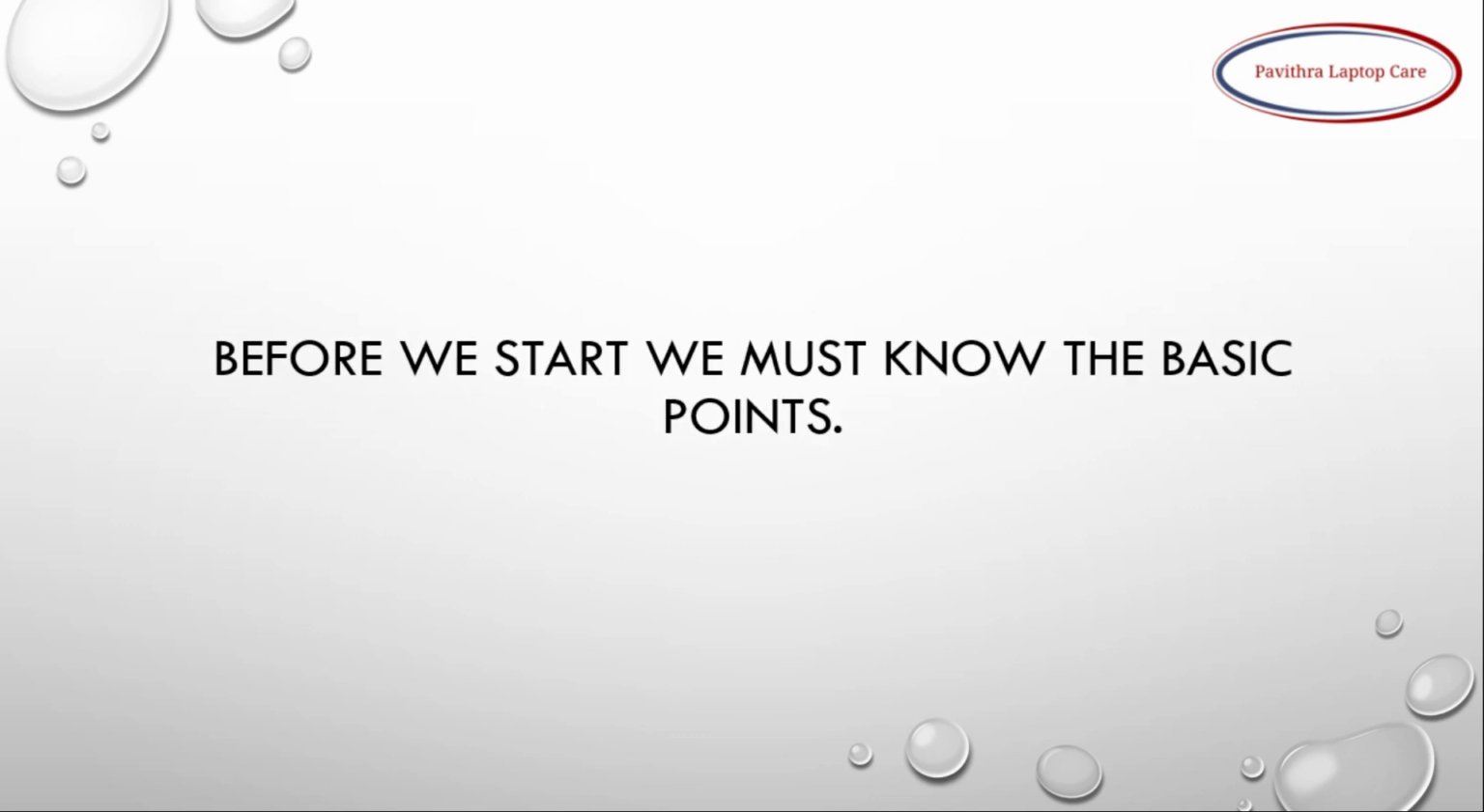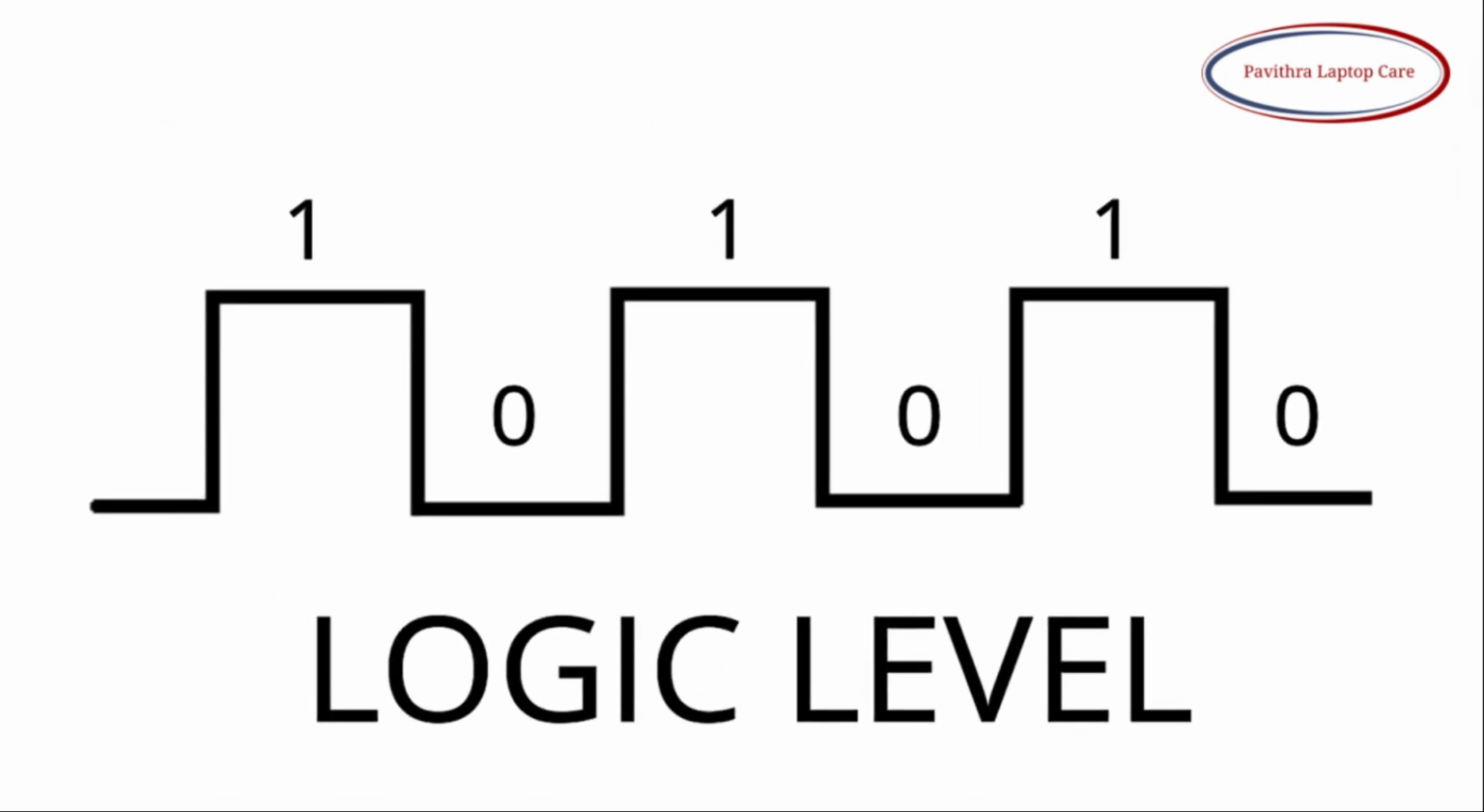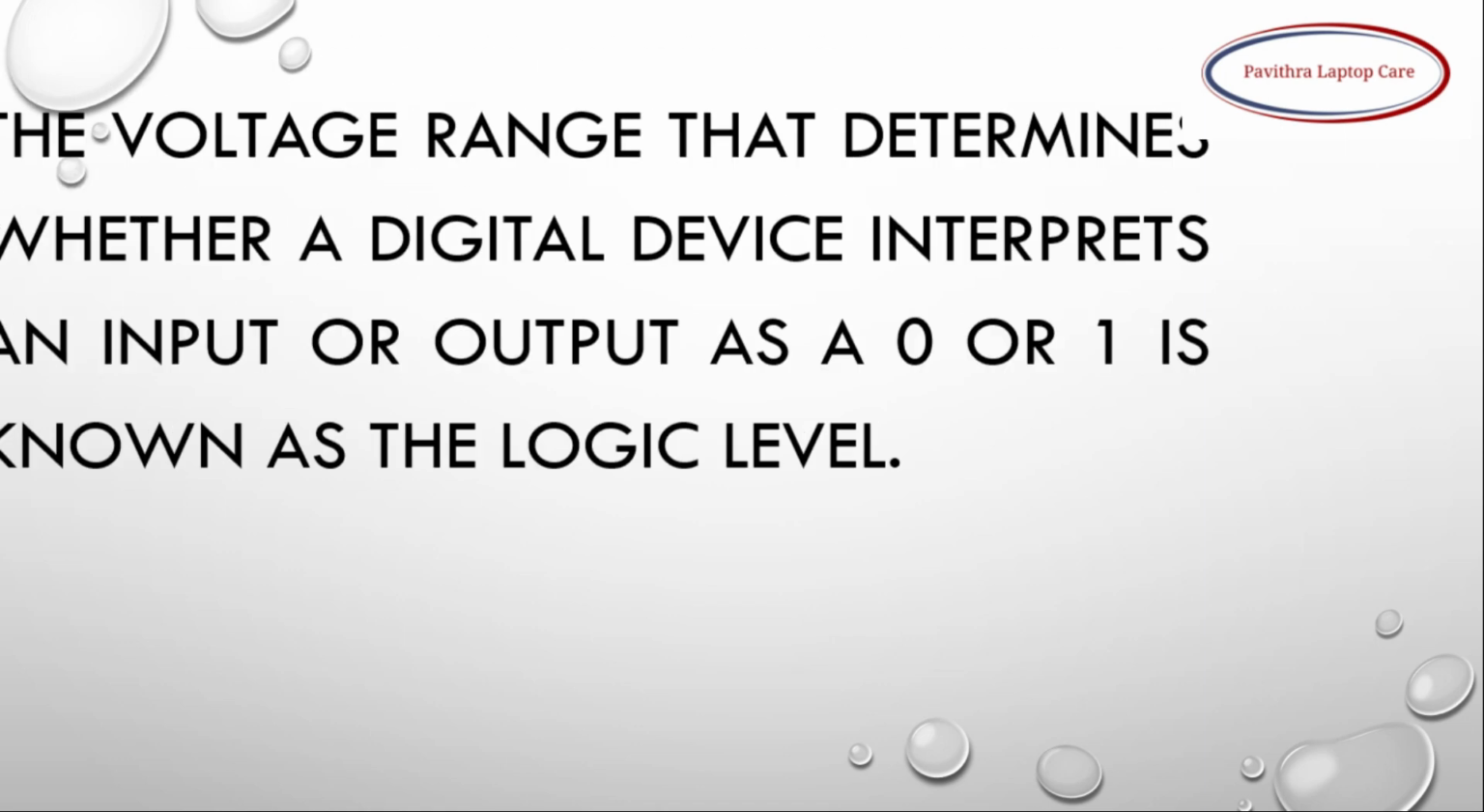Before we start, we need to know some basic points about logic levels. Everyone knows logic circuits. That's called a digital circuit. Maybe it's a controller I/O or processor or any other digital circuit, it can understand only 0 or 1. That's called logic level. It's called machine level language. It won't understand any other language except 0 and 1.